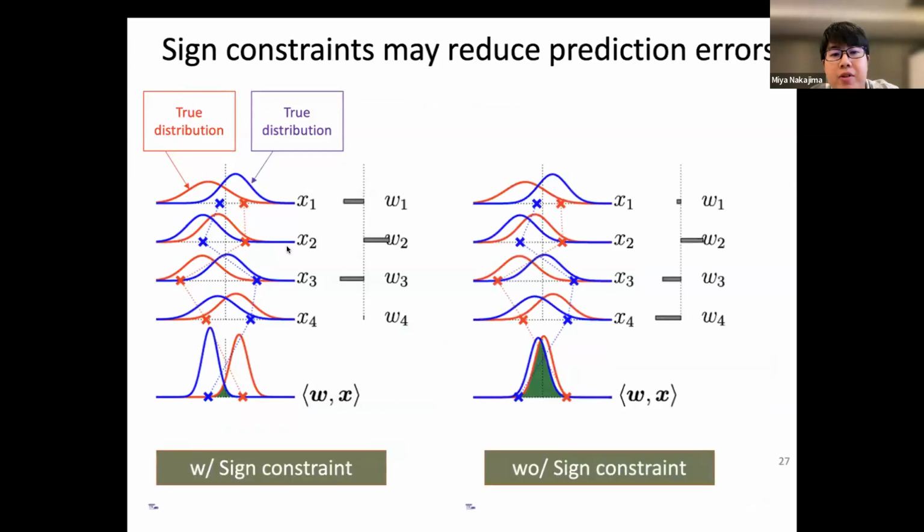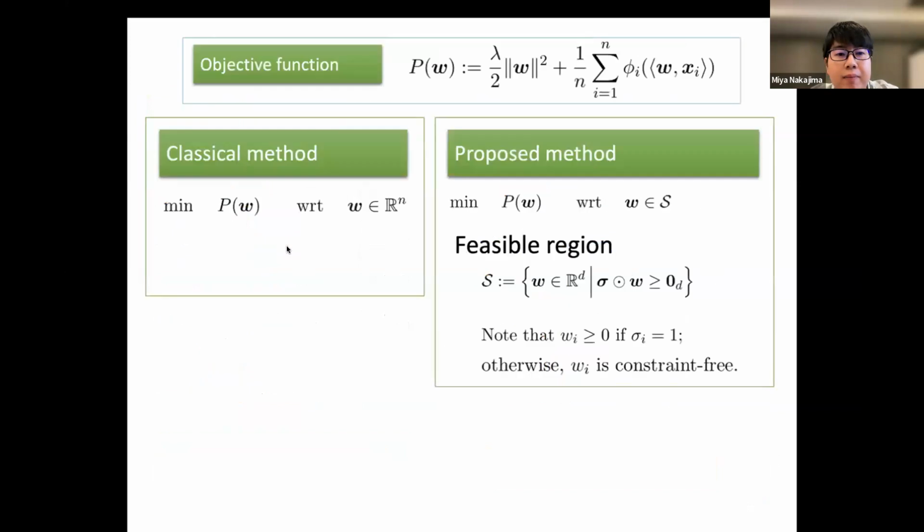The left side represents when a sign constraint is used, while the right side represents when it's not used. By introducing the sign constraint that represents domain knowledge, predictive performance can be improved. In summary, traditional machine learning simply minimizes P of W without any constraint. Let's denote the set that satisfies the sign constraint as S. In the context of optimization, the set S is the so-called feasible region. The proposed method optimizes the weights only within the feasible region S.